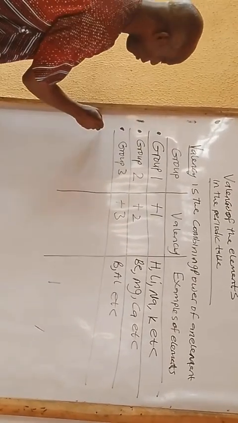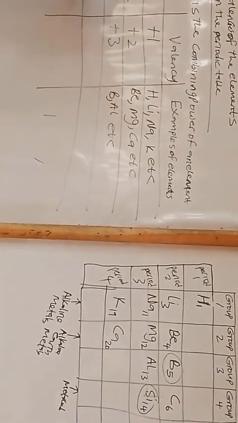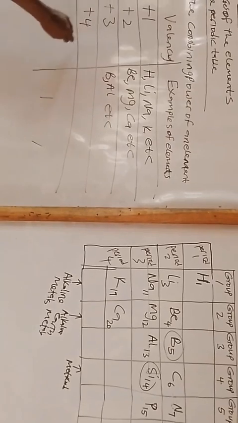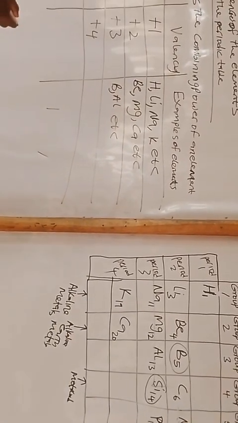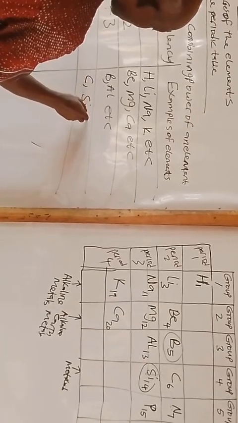All elements in group 4 have a valency of +4. The common examples we have here are carbon and silicon.